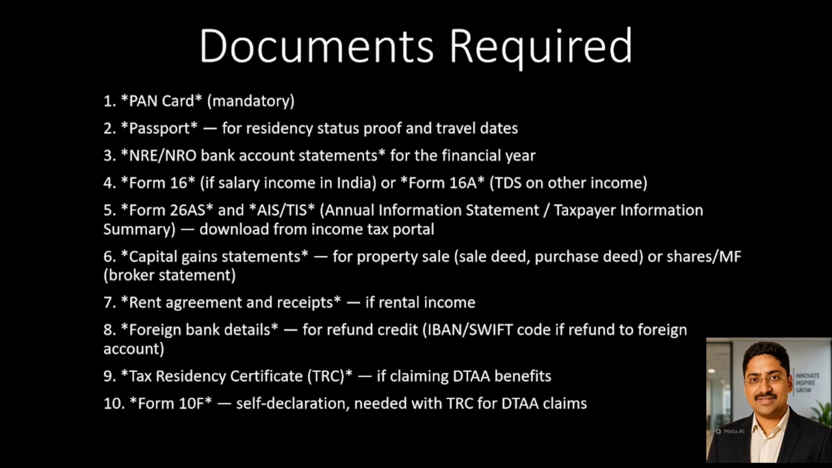Number six, capital gain statement. For example, for property sale, the sale deed and purchase deed, or for shares or mutual funds, the broker statement or P&L statement are required. Number seven, rent agreement and receipts if you have rental income. Number eight, foreign bank details for refund credit. For example, we need the IBAN and SWIFT code if the refund goes to a foreign account. Number nine, Tax Residency Certificate, TRC, if you are claiming DTAA benefits. And number ten, Form 10F. It is required for self-declaration and needed with TRC for DTAA claims.